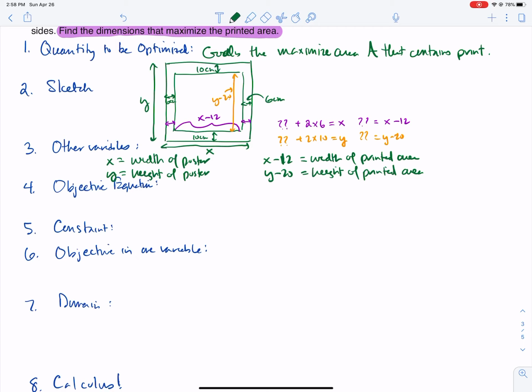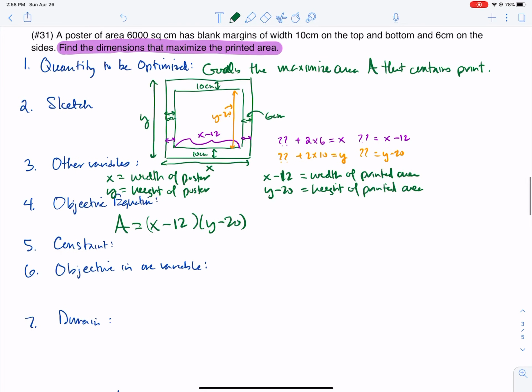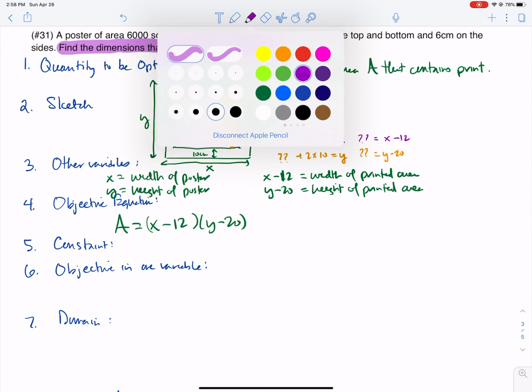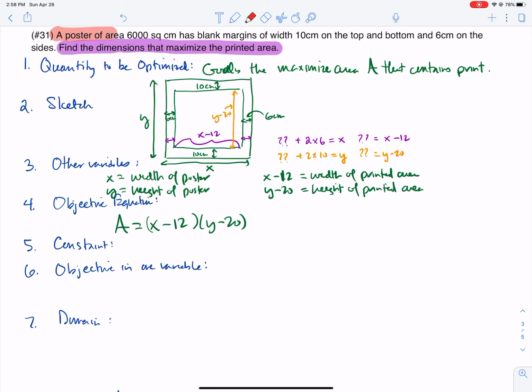So my objective equation then is going to be the product of these two dimensions of the printed area. So if A represents the area that's of print, my objective equation is going to be A is equal to x minus 12 times y minus 20. So what's my constraint? Well, our constraint is that the total poster has area 6,000 square centimeters. And so my constraint is that x times y is equal to 6,000.